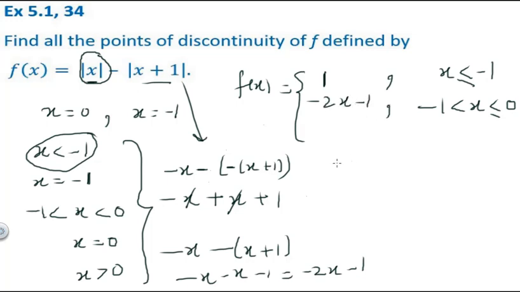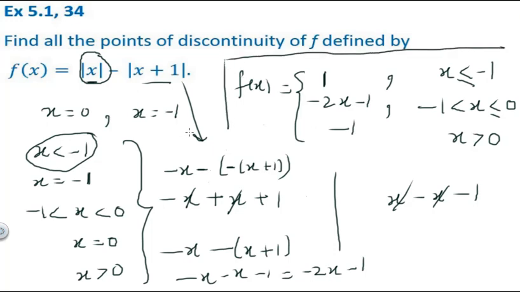Clear? Now let us find the last one, when x is greater than 0. When x is greater than 0, both the modulus functions will behave as positive. So x minus 1, and when we cancel it, we get minus 1. So now this is the function, or we have converted our question into a much simpler question that we have been doing in the exercise. Now we just have to solve it. Yes, let us solve it.